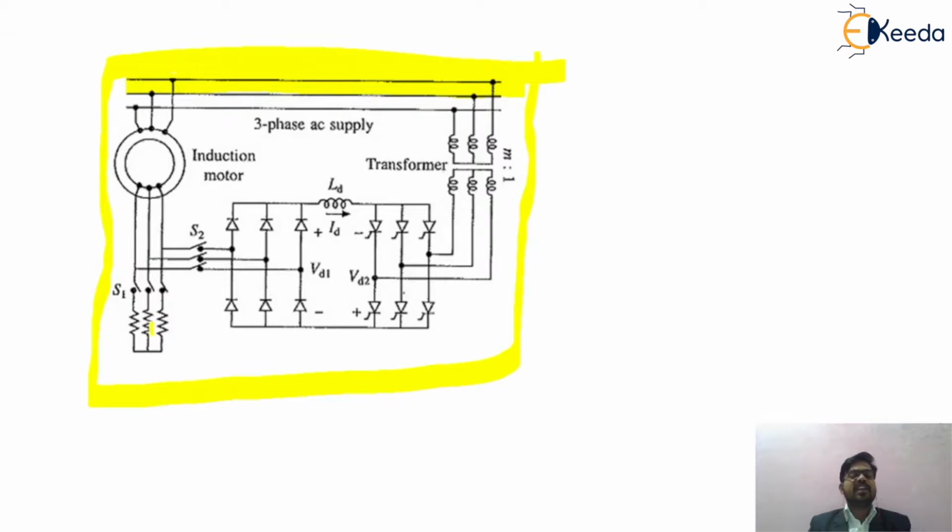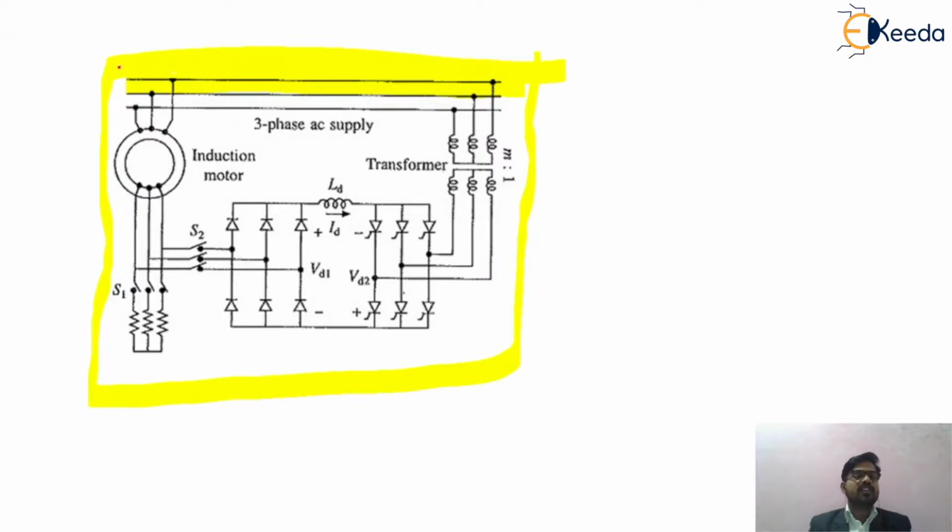So that's why we can apply the next speed control, that is slip power recovery, meaning that the slip power will be recovered through some mechanism, and that mechanism is called the static Scherbius drive. So friends, we can understand what the concept was.